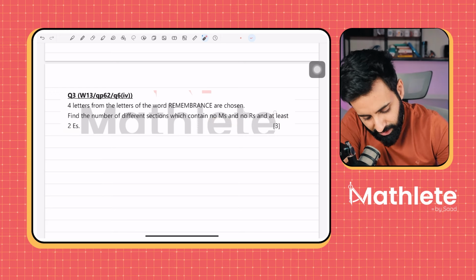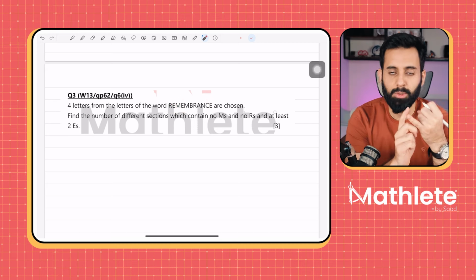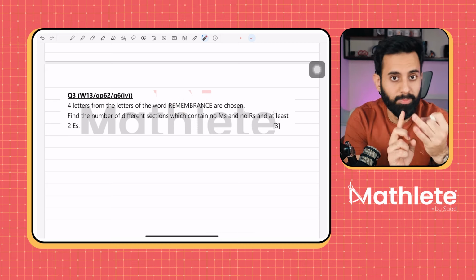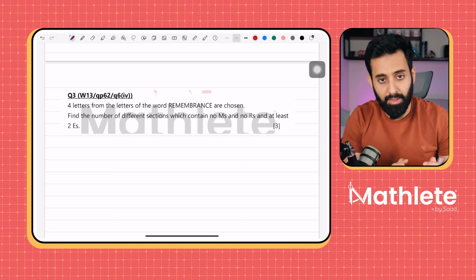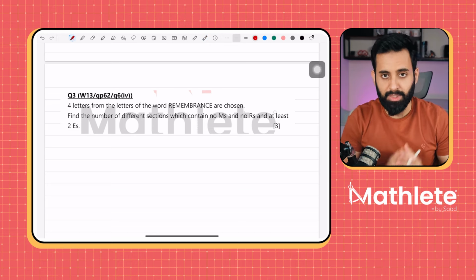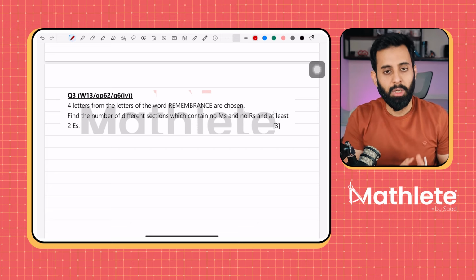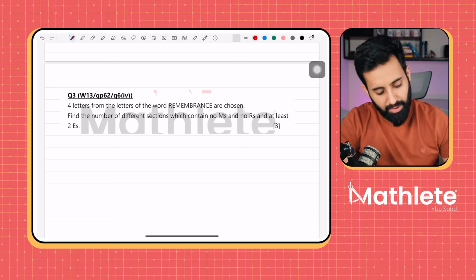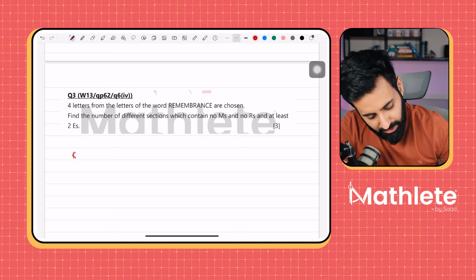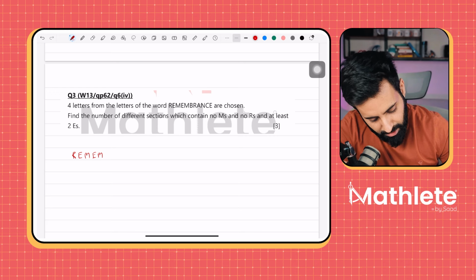Now, how many E's do we have altogether? We have 1, 2, 3 E's. So at least 2 means it could be 2 or it could be 3. It can't be more than 3 because we only have 3 E's to begin with. So that means there are 2 ways that we can do this question. Not as in the answer is 2, but there are 2 ways. One is that we select 2 E's and the other is that we select 3 E's. So as always, start by writing down the word. Make sure you get the spelling right. Remembrance. You can just copy it.